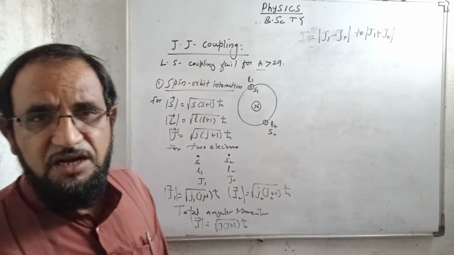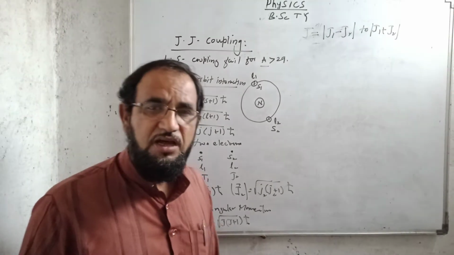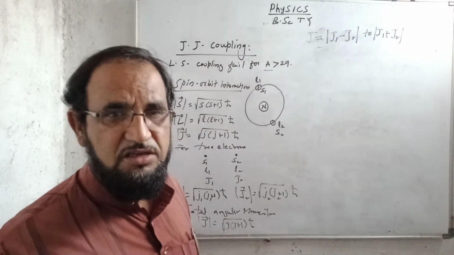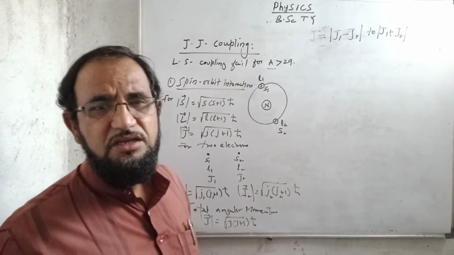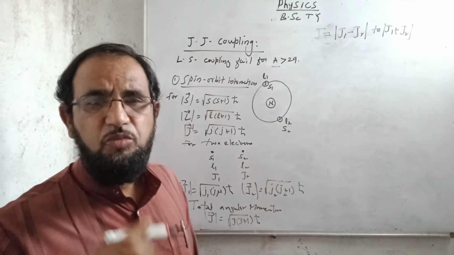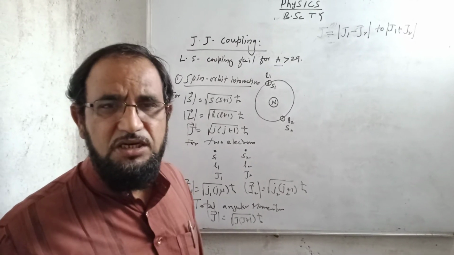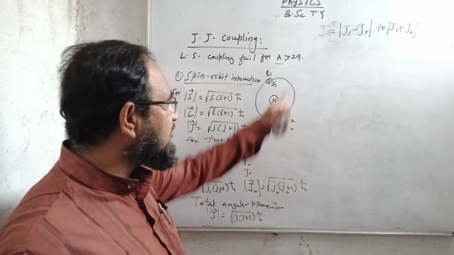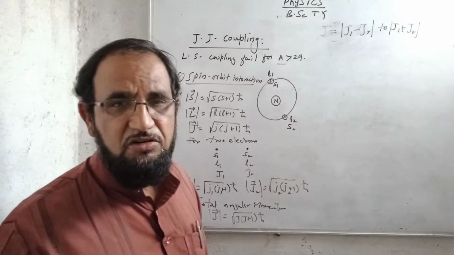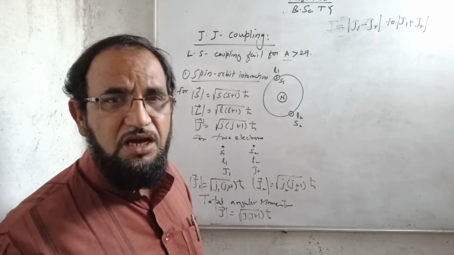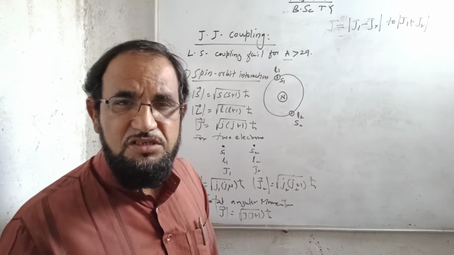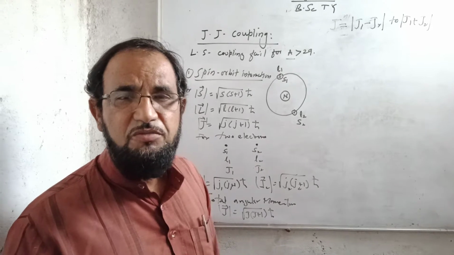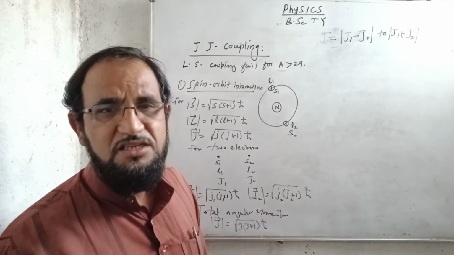Today's topic is solid state physics, and we are going to discuss JJ coupling. In our last lecture we discussed LS coupling, Russell-Saunders coupling, and this coupling is not valid for more outermost electrons or for atomic mass number greater than 29. This coupling does not hold good. So let us study JJ coupling, which will give you information about the fine structures.